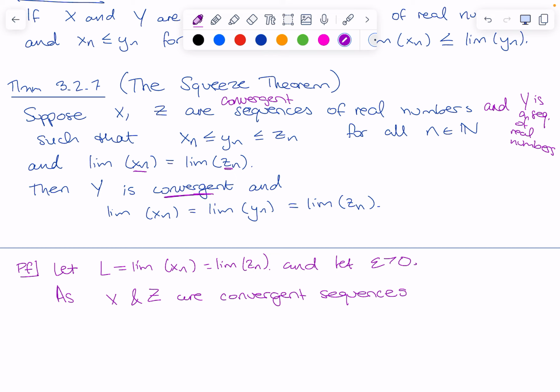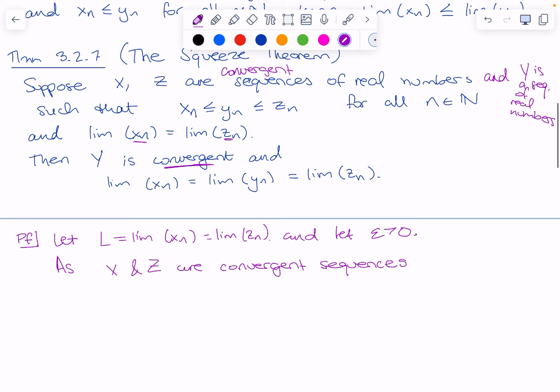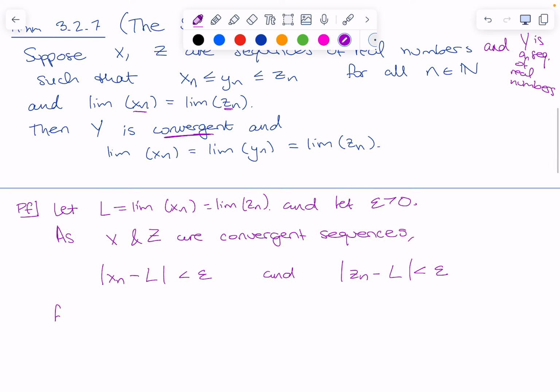Okay, so we kind of made that as an assumption, right? But we actually did need that in our statement. So x and z are convergent sequences, okay? So that means the absolute value of xn minus our limit is less than epsilon, and zn minus L is less than epsilon for all n greater or equal to k epsilon. And I'm just going to go ahead and make this k epsilon whatever the biggest one was out of the two. Okay?